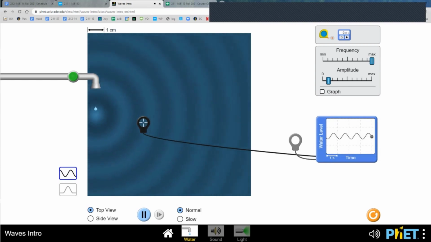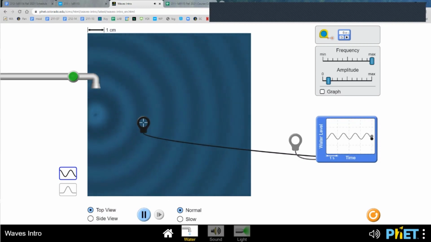So you can see higher frequency means shorter period. Shorter period means there's less time required to go from crest to crest or from trough to trough. There's less time required to complete one cycle. All right, so amplitude, frequency.